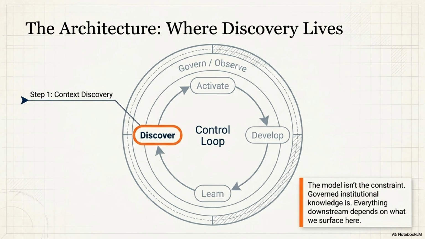Quick recap, then we begin. Across the last 7 episodes, we made the case. The model isn't the constraint. Governed, compounding institutional knowledge is. A context graph is the mechanism that holds it. Now we build it. The build has 5 capabilities that form one control loop: discover, develop, learn, activate, all wrapped by govern and observe. This episode is the first stage, discover. Everything downstream depends on what we surface here.